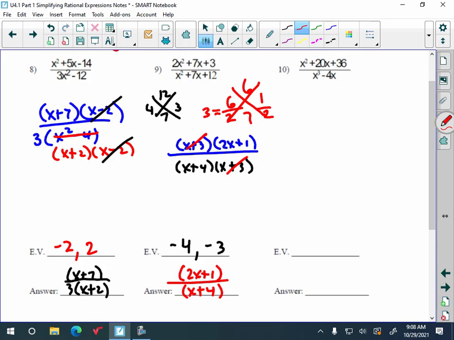All right, so go ahead and do number 10. You have a trinomial on top, so factor it using the x. A binomial on the bottom, but there's a GCF that can come out. Okay, always look for those GCFs that can come out. And then look for difference of squares. Okay, those come up a lot, difference of squares.